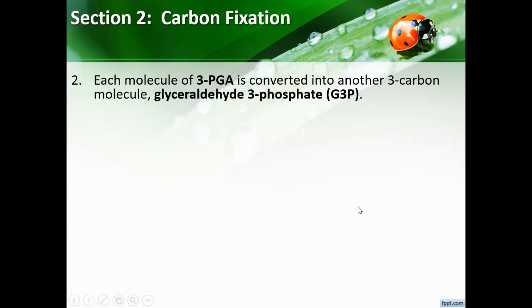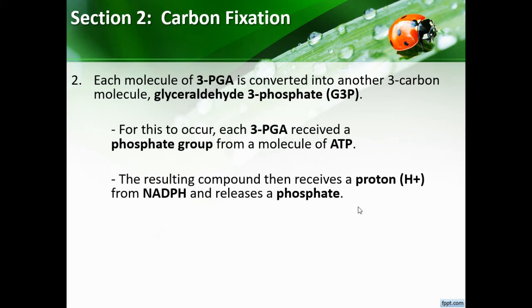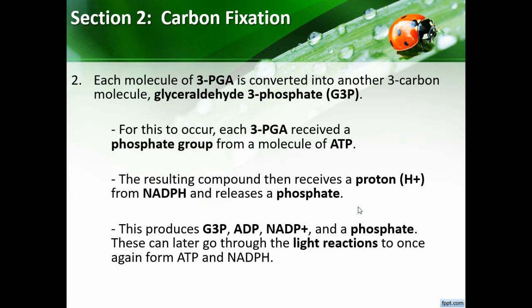Each molecule of 3-PGA is converted into another 3-carbon molecule called glyceraldehyde 3-phosphate. For this to occur, each 3-PGA receives a phosphate group from a molecule of ATP. The resulting compound then receives a proton from NADPH and releases a phosphate. This produces a G3P, an ADP, an NADP+, and a phosphate. These can later go through the light reactions to once again form ATP and NADPH.